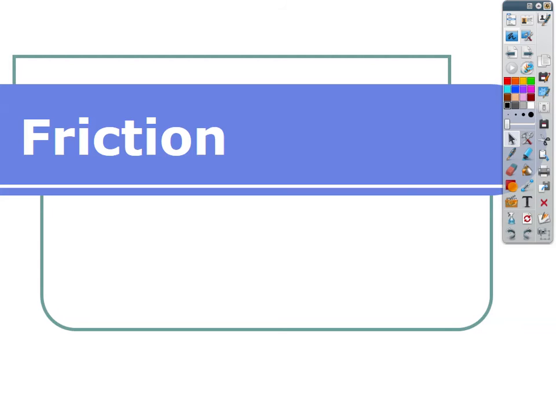Hi all, this is Mr. Yeager again for physics. Today we're looking at the topic of friction. We're trying to focus on what types of friction are out there and then introduce this concept of what's called the coefficient of friction, which will be very, very important as we start doing all these free body diagrams.